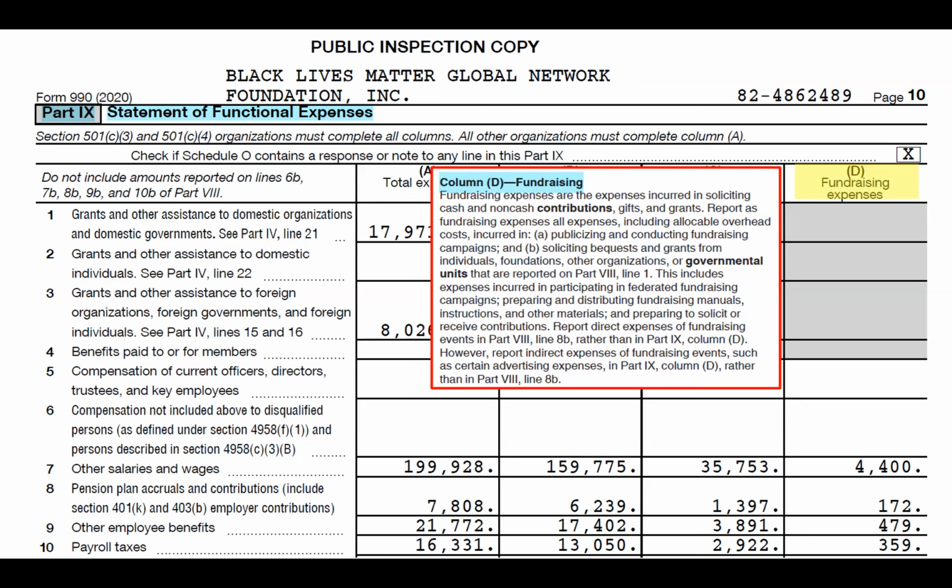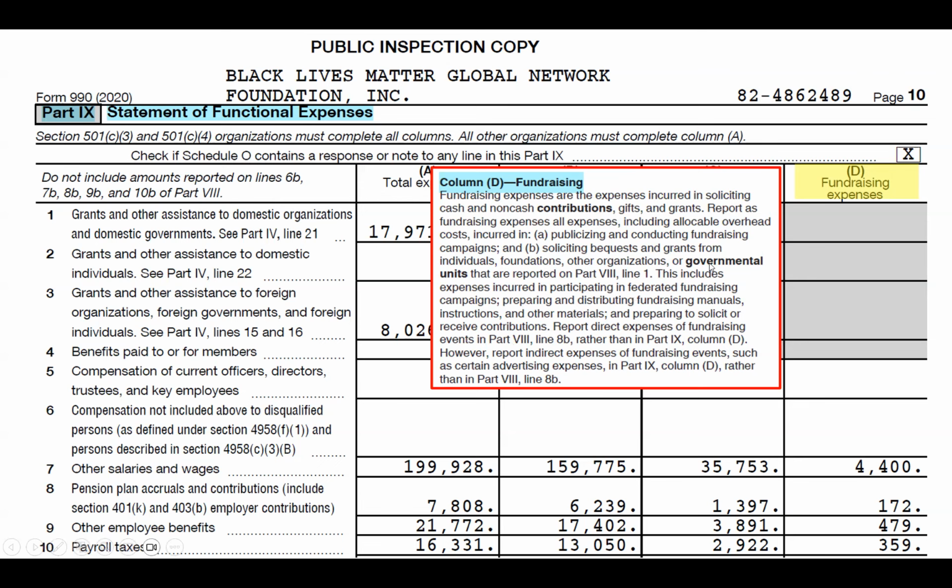Report as fundraising expenses all expenses, including allocable overhead costs incurred in publicizing and conducting fundraising campaigns, soliciting bequests and grants from individuals, foundations, or other organizations or governmental units that are reported on part 8, line 1. Okay, so if you go back to part 8, line 1, you will see money that was generated from fundraising. So you want to report the expenses that the organization incurred to generate that money from fundraising activities. So it's no harm in saying, okay, we had to purchase the raffle tickets to have the raffle, but that's a fundraising expense. The cost of the raffle tickets, the cost of renting the facilities for the banquet that you held to raise money. All of those things are fundraising expenses.